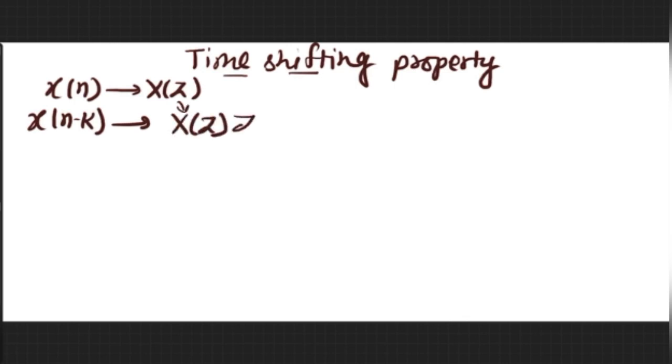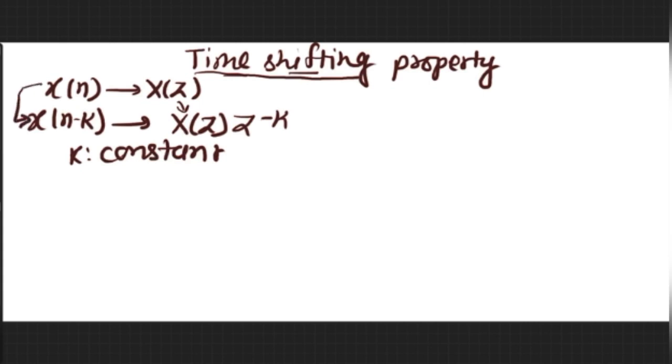then according to the time shifting property of the Z transform, X(z), the Z transform, will be multiplied with z to the power minus k. Here k is some constant. So, according to the time shifting property, if we shift our signal in time domain by some constant k, then the Z transform will be multiplied with z to the power minus k. Now, we will prove this property.